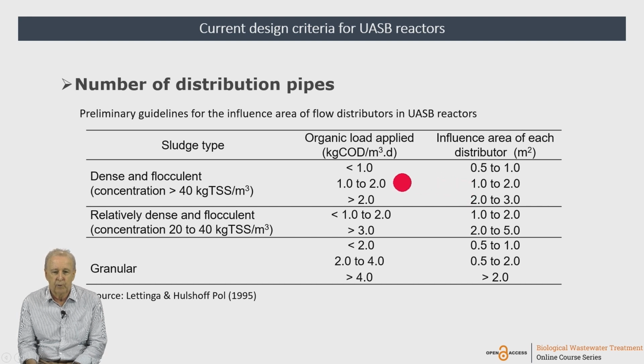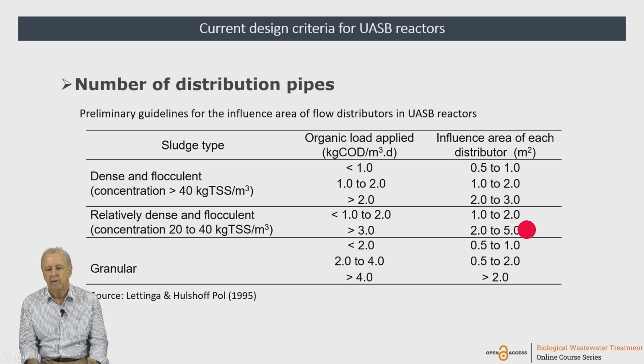Let's compare, for instance, in this case here, this dense and floc-length sludge with a low organic loading rate applied, 1 to 2. And then if you go here with a sludge that is of even lower concentration, but you have a higher organic loading rate, above 3 against 1 to 2. And you see here that the influence area can be much higher, 2 to 5 square meters per pipe.